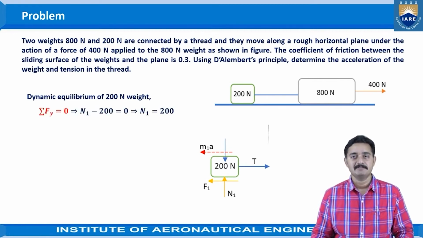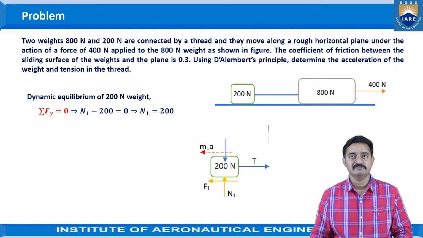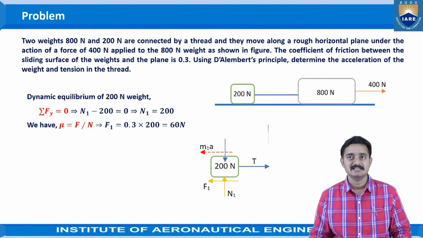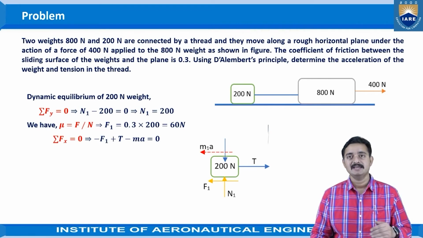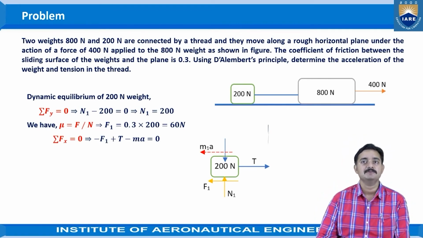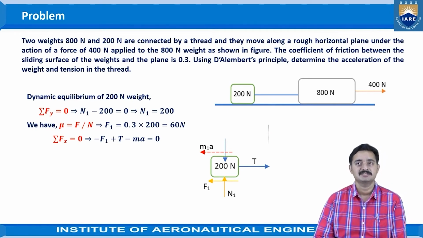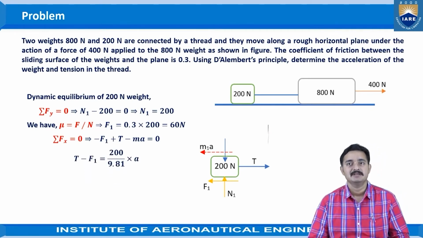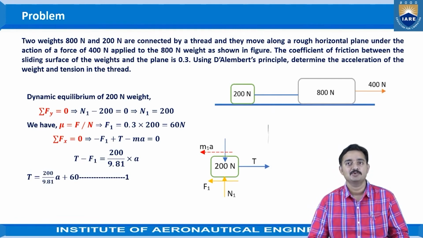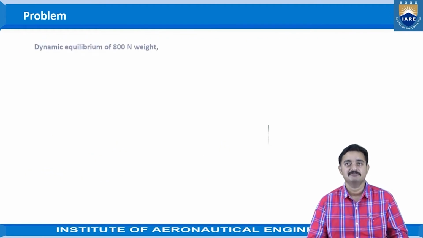From this, if we apply sigma Fy equal to 0, we will be getting N1 equal to 200 newtons. Then we have mu equal to F by N. From this, we can obtain the value of F1 as 60 newtons. If we apply sigma Fx equal to 0, all the horizontal forces equal to 0, then minus F1 plus T minus Ma equal to 0. If we substitute the values, we will be getting the equation T equal to 200 by 9.81 A plus 60. Take it as equation 1.